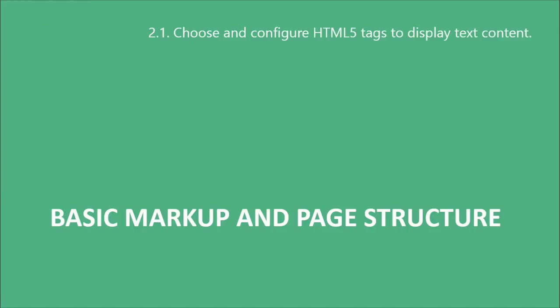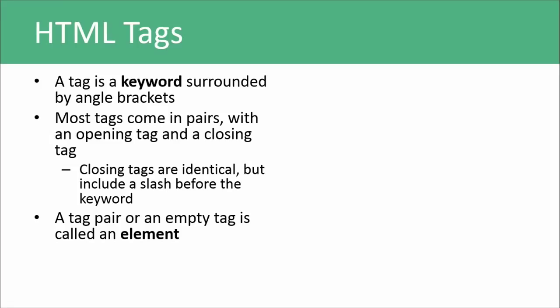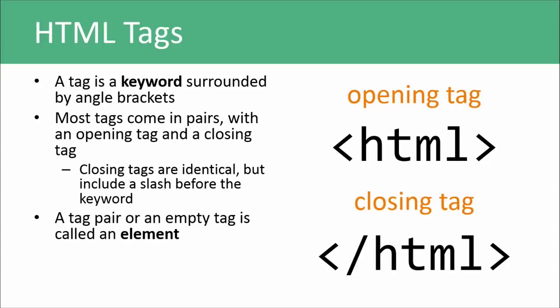All right, let's take a look at some of the basic markup and page structure with HTML. How do we actually create a document? A tag is where it all starts. A tag is just a basic keyword surrounded by some angle brackets. It's going to look a little bit like these.